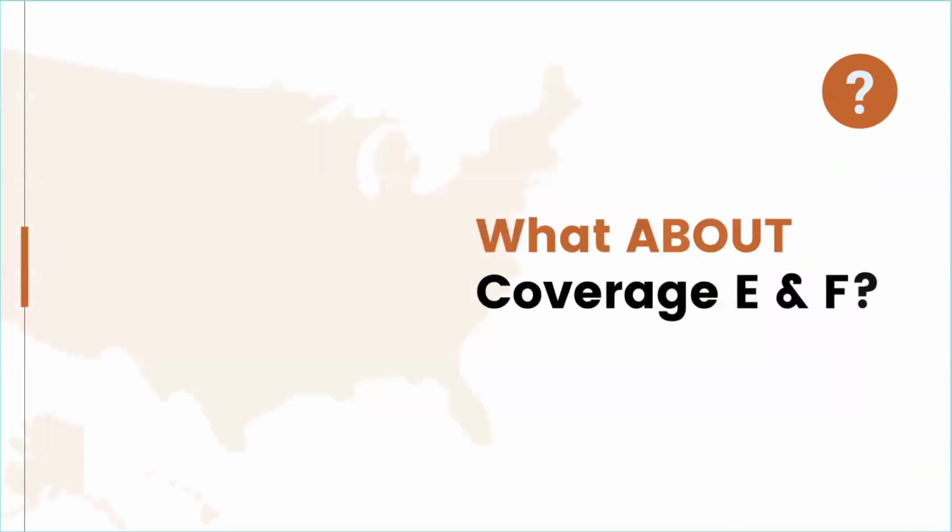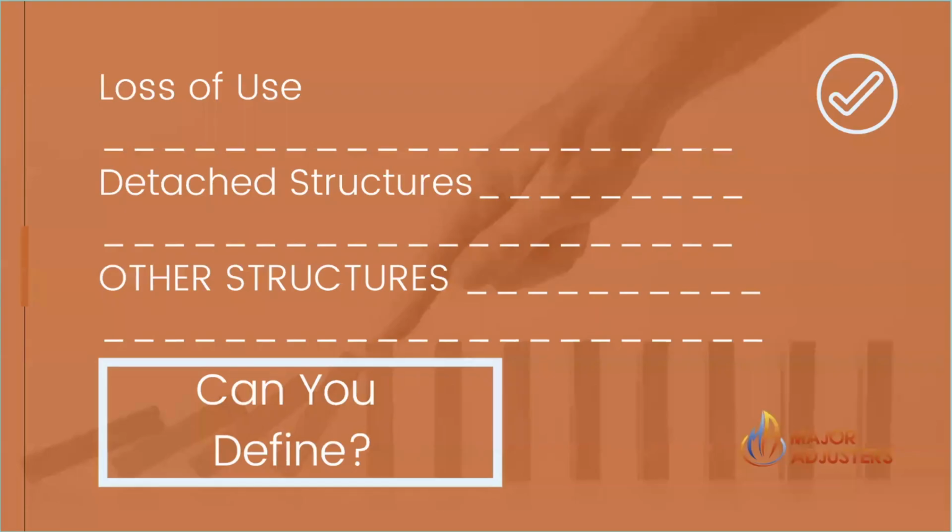He did go over in that final part coverage E and F, and those are the sections I was telling you we do in a different video. That is under section 2. The ones that you should be concerned for section 1 are A through D. Okay, let's do a quick quiz. Loss of use, which coverage is that under? That's what you have to do for each of these. Which coverage is under detached structures and which coverage covers other structures?